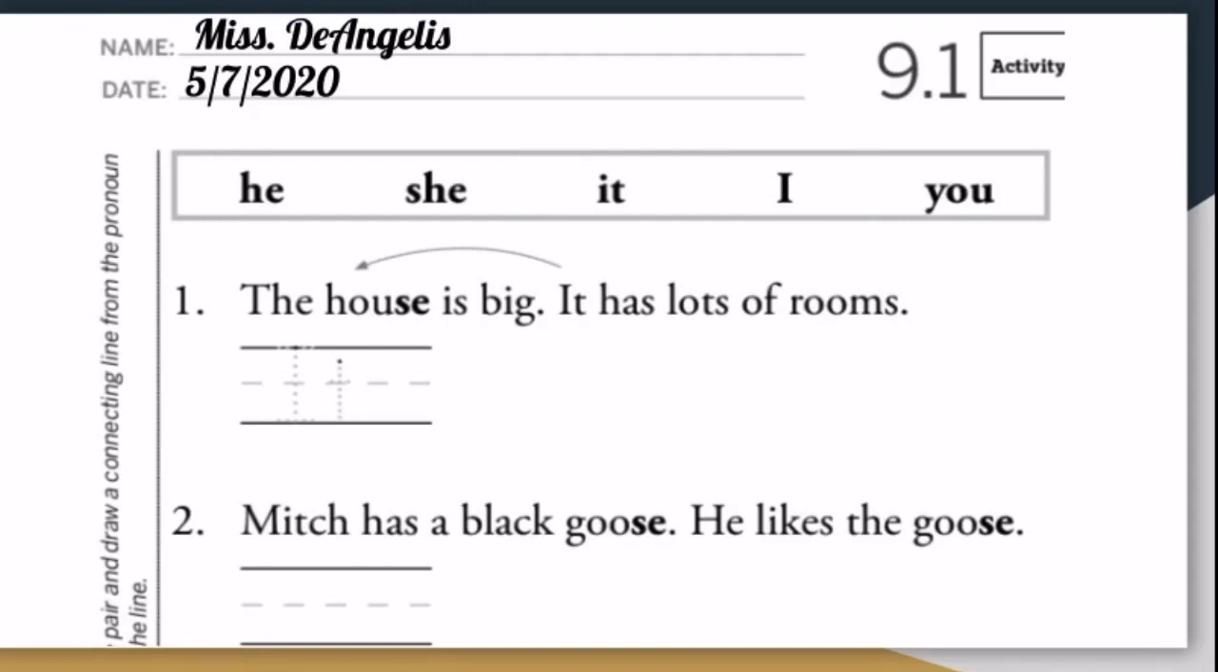All right, so number 1 says, the house is big. It has lots of rooms. So what we're going to do is, and they did the first one for us, make an arrow or a little line pointing from it to house because it's replacing the noun. So what we're going to do here is write the word it in because they did that for us.